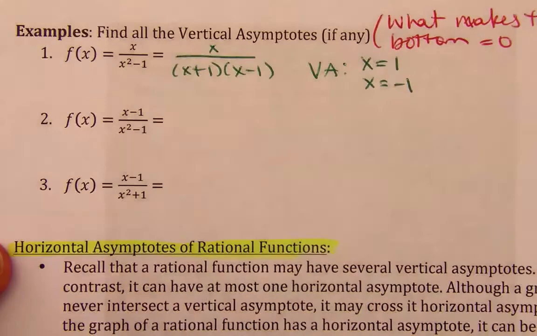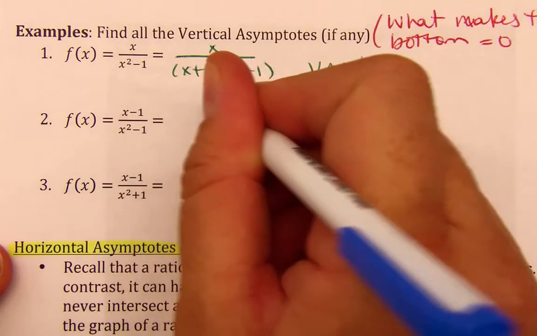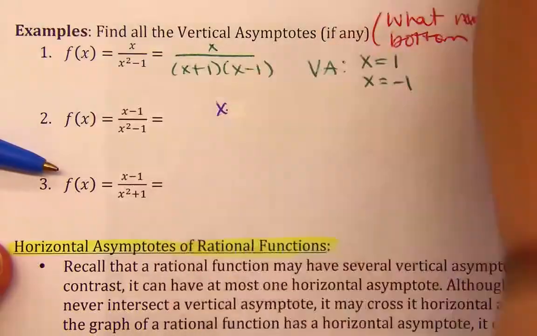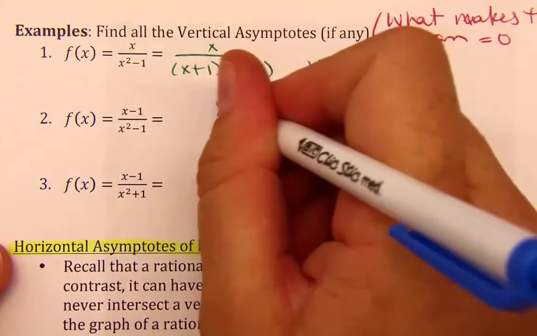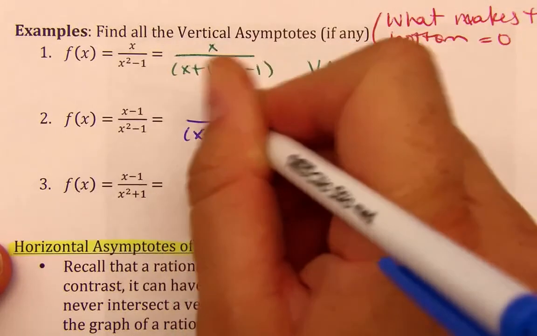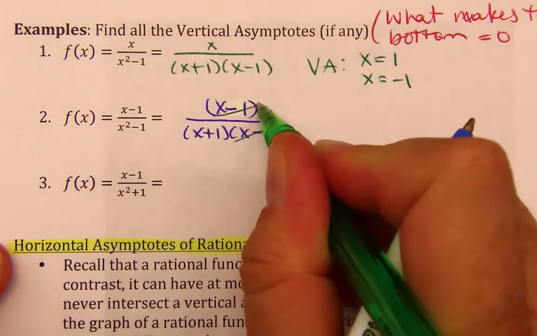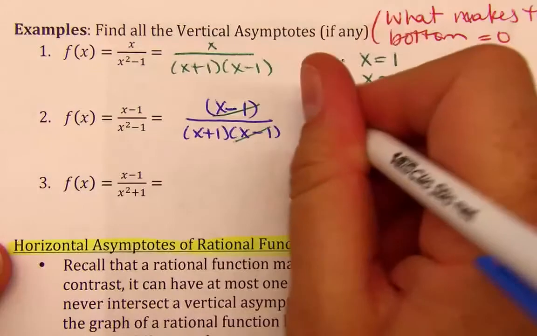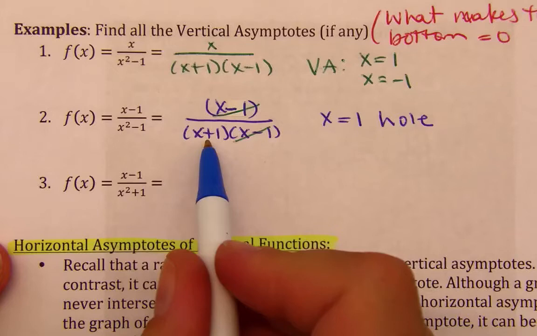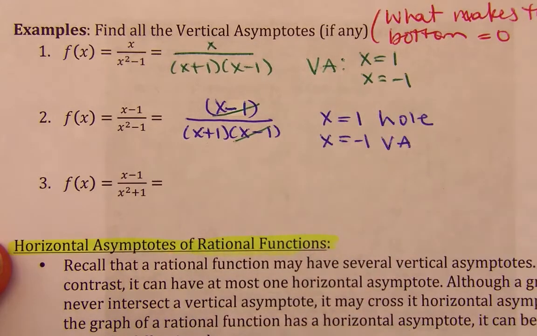Okay. Now looking at the next one, we can factor again, and thankfully it's the same as the previous example. And we can see here that this factor cancels out. And that means that x equals 1 is a hole. And that leaves x equals -1 as a vertical asymptote.